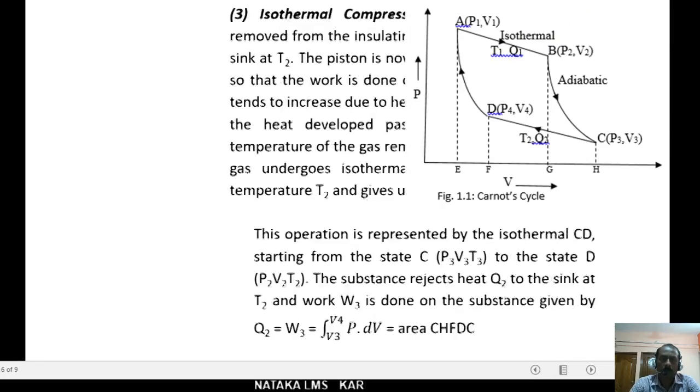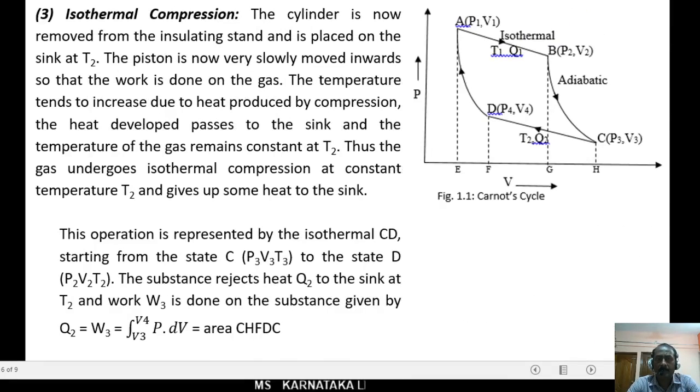Let us see the third one, isothermal compression. Now the cylinder is removed from the insulating stand and is placed on the sink at the temperature T2.